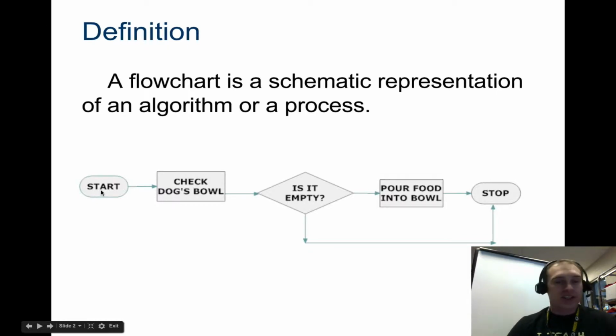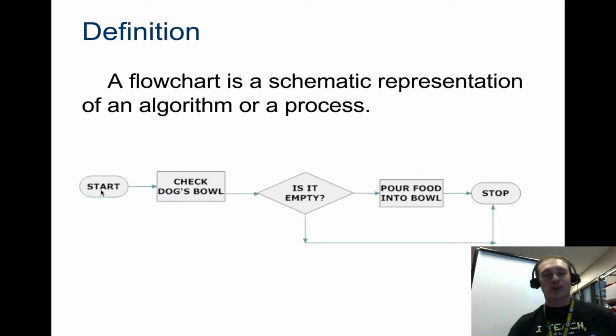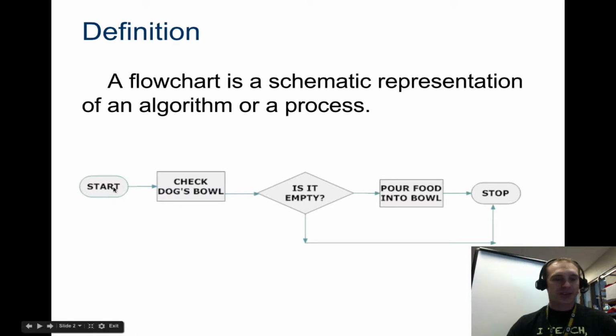If you wanted to check to see if your dog has food in its bowl, you always have a start oval here to begin with. We're going to talk about why these shapes are certain shapes, but you can probably guess what diamonds have. And start and stop always have a similar shape, and then these are other ones. So you check the dog's bowl. If it is empty, then you put food in the bowl, and then you stop. If it's full, if the answer is no to this, then you're going here.